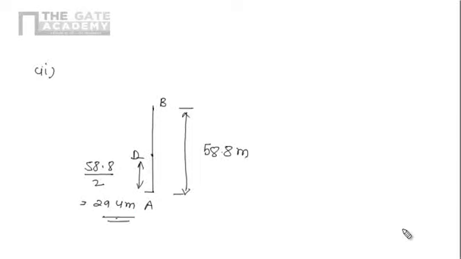So now in part 2 we are interested in the velocity with which the stone will pass the point D. So we are interested in the velocity at point D. So it's a motion with uniform acceleration, motion under gravity. So we can use any equation from the three equations based on motion with uniform acceleration.